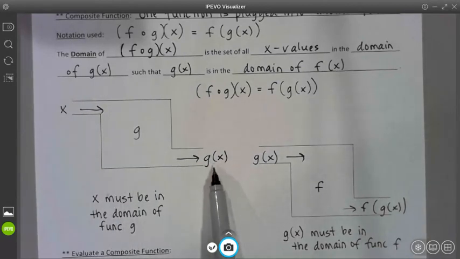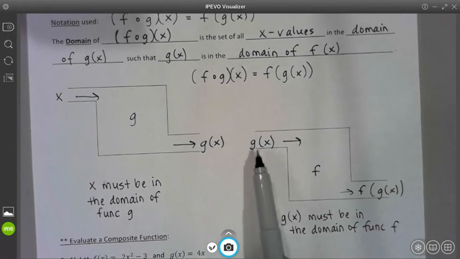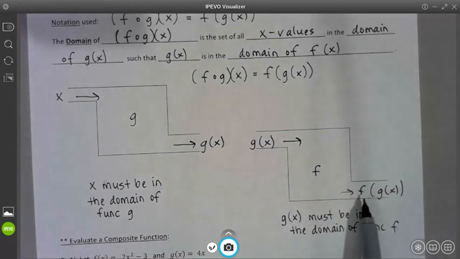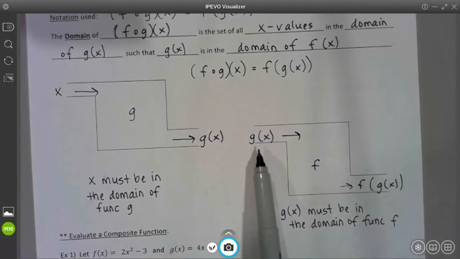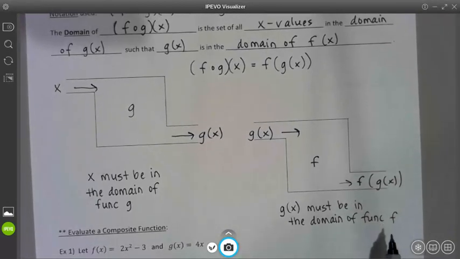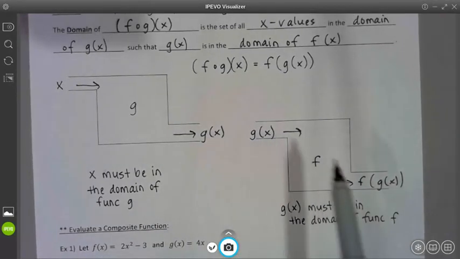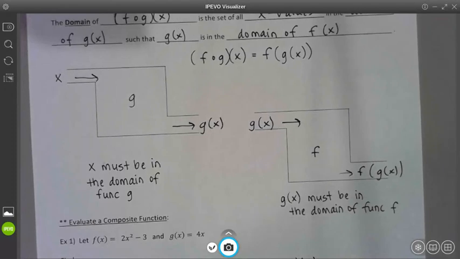Well, then g is going to spit out g of x. Now g of x becomes your new input. Now g of x is going to be plugged into function f, and f is going to spit out f of g of x. So if g of x is what's getting plugged into function f, then g of x, that output, has to be in the domain of function f. So x has to be in g's domain. G of x has to be in f's domain in order for a composition function to work, okay?